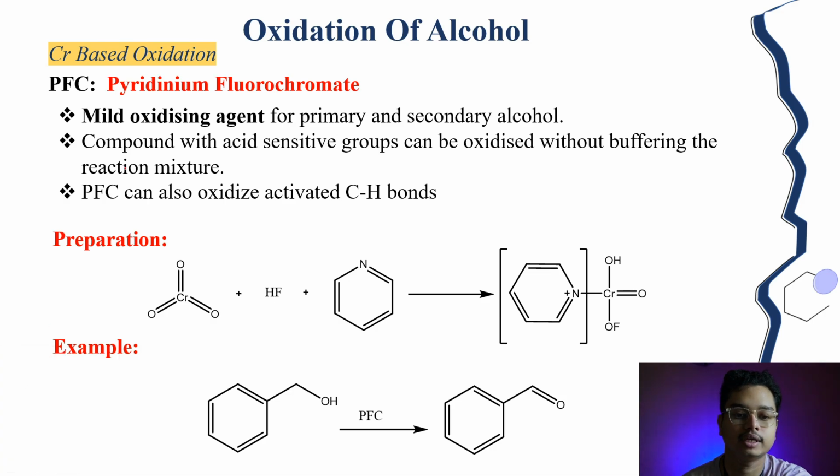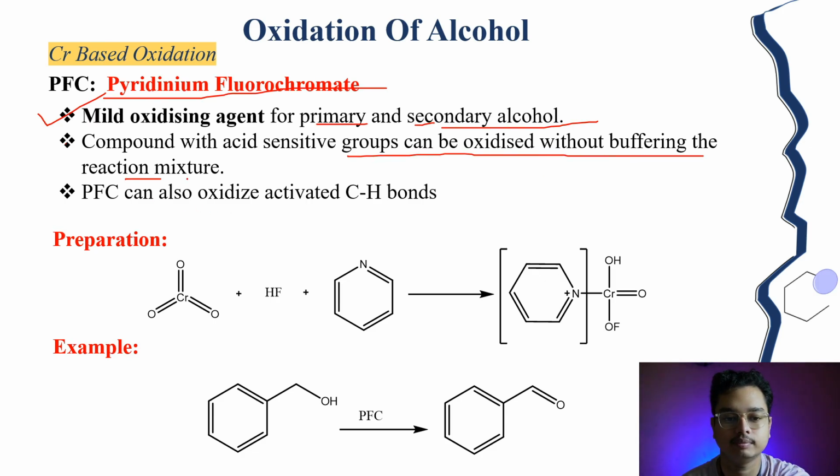PFC's full form is pyridinium fluorochromate, and it is a mild oxidizing agent for primary and secondary alcohol. Compounds with acid-sensitive groups can be oxidized without buffering the reaction mixture. Because it is a mild oxidizing agent, no direct acid content is there. And PFC can also oxidize activated CH bonds.